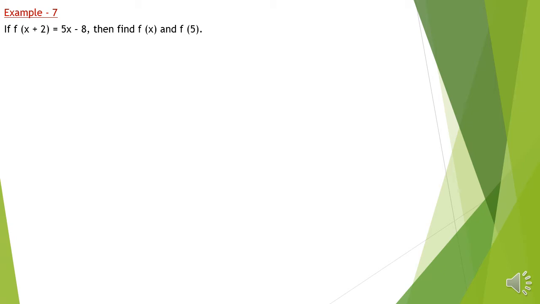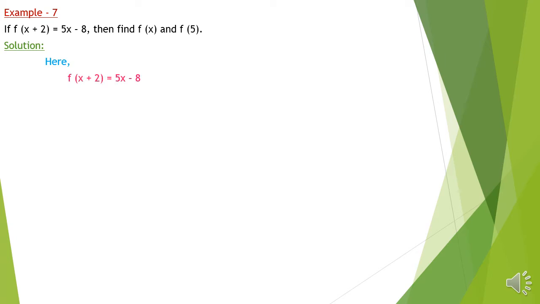Example 7. Now the function is defined in a different way. You can see it is not f(x) or g(x), it is f(x + 2), isn't it? So we have to convert that function f(x + 2) to f(x), and there is a special procedure for doing so. So let's see.